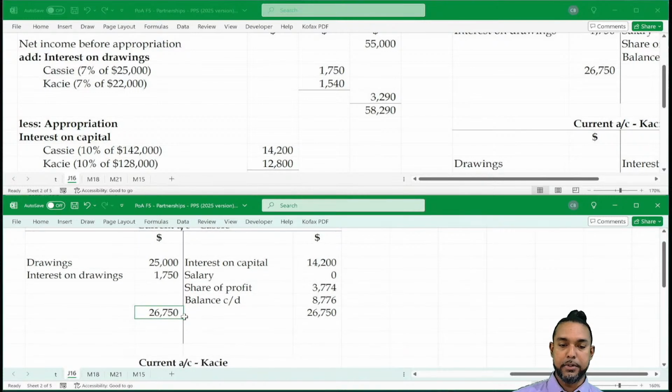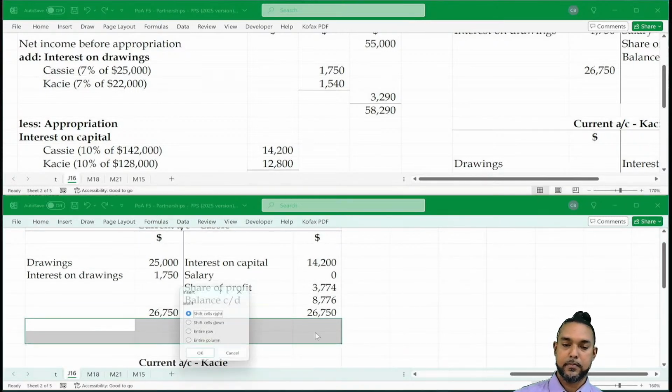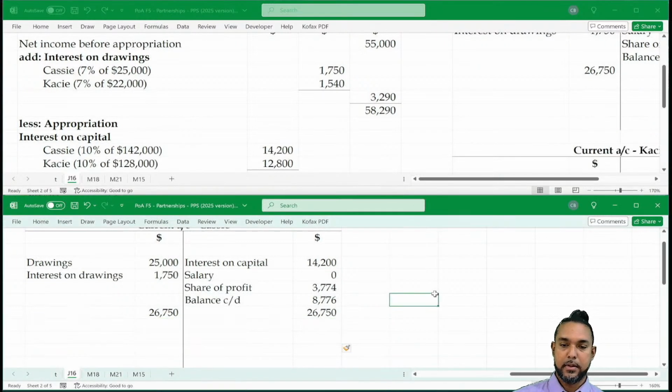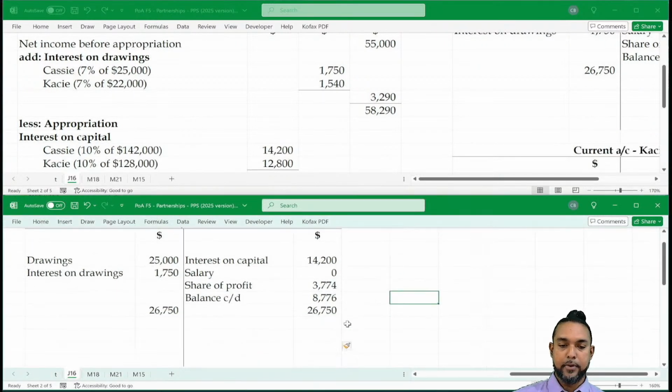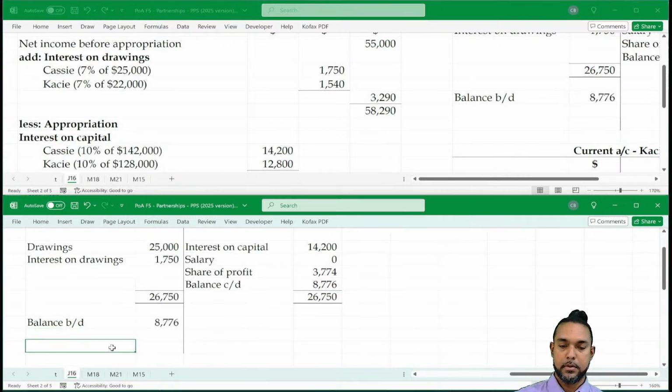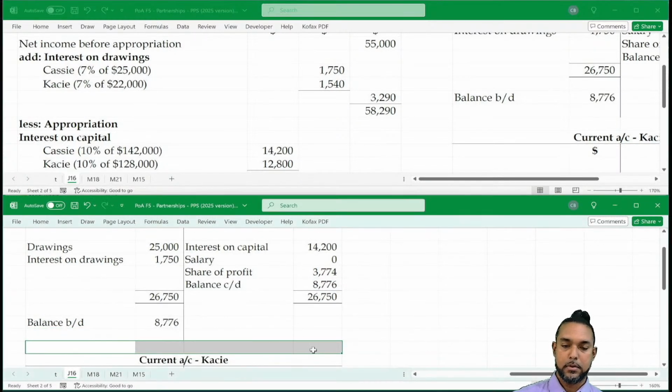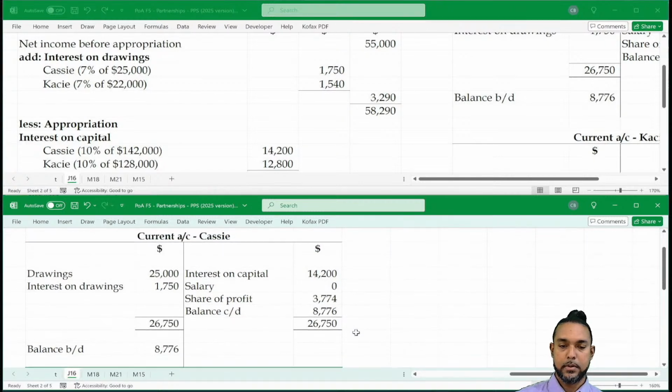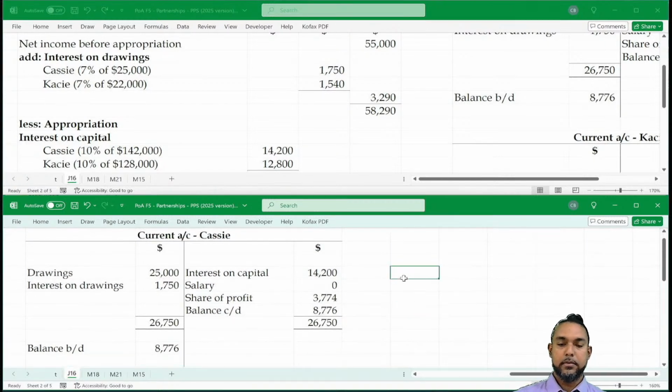Right, and now what we do is we bring... Right, so now we're going to put a little double line here. I'm going to bring the balance down, balance brought down. 8776. Cool. Okay, and there you go. And that is the current account for Cassie.